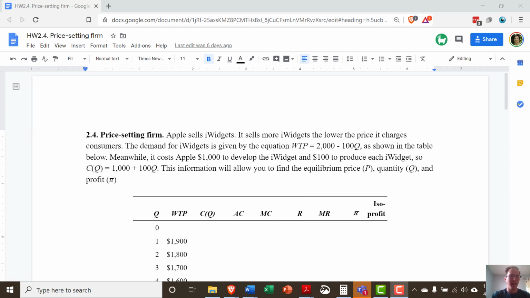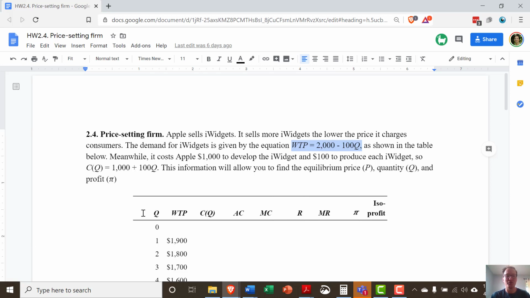Today's video is intended to help you work through homework 2.4 on the price setting firm. What we're told is that Apple sells iWidgets. It sells more iWidgets the lower the price it charges consumers, so it has a downward sloping demand curve. The demand for iWidgets is given by the equation willingness to pay equals 2000 minus 100Q, as shown in the table below.